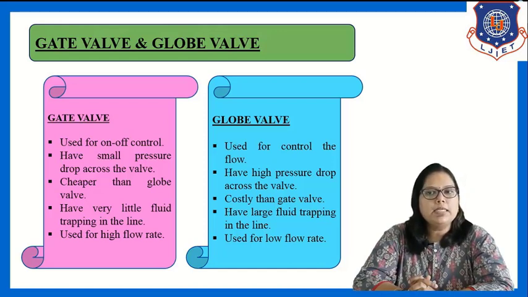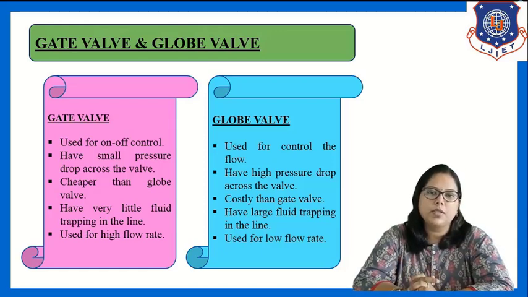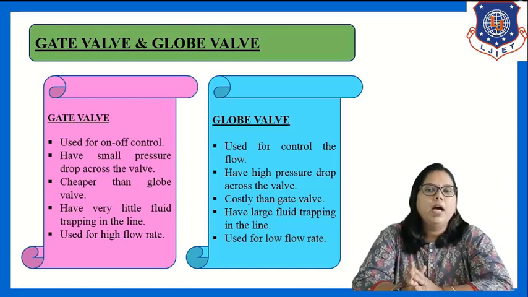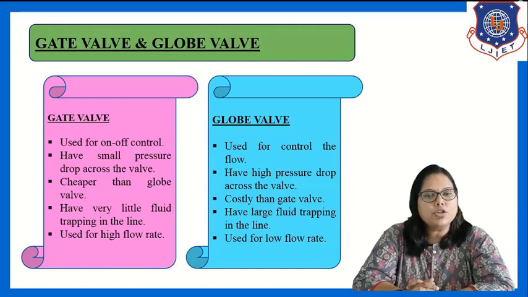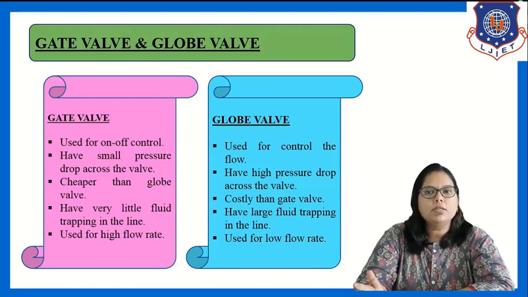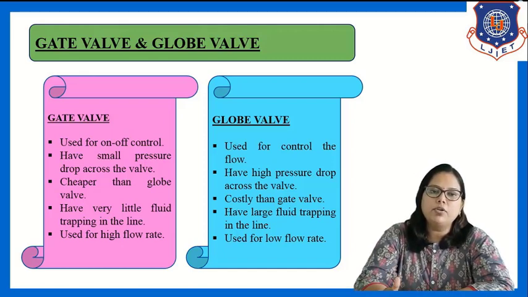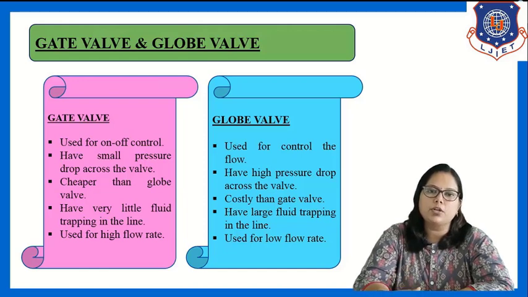The next point of difference is that the gate valve has a small pressure drop across the valve, while the globe valve has a higher pressure drop. Because in the case of the gate valve, we are using it for on-off control only, while in the globe valve we are using it for controlling the flow rate. So the gate valve offers a small pressure drop, while the globe valve offers a higher pressure drop across the valve.